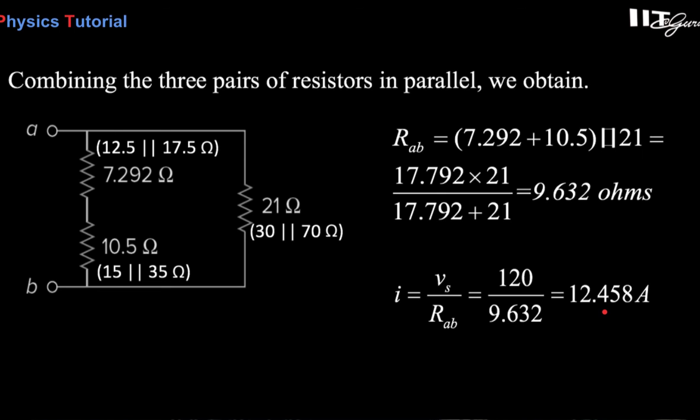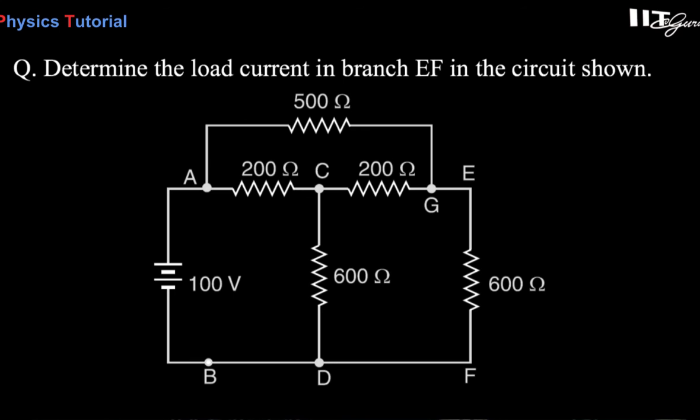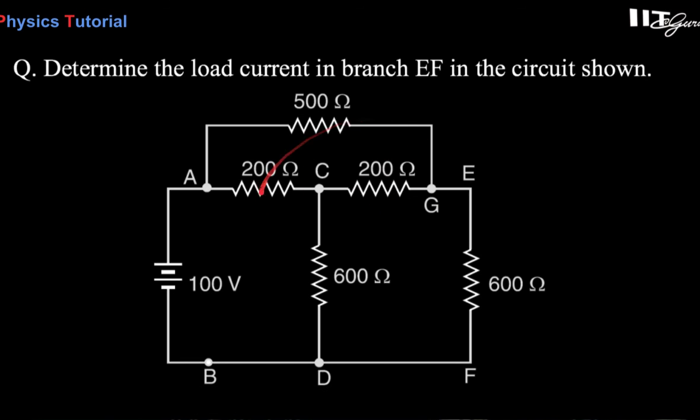Let's take one more question, and I will give you some more problems for practice too. So let's see this one. Determine the load current in branch EF. As EF, this 600 ohm is connected over here in the circuit shown. Now once again, the star delta provision is there.